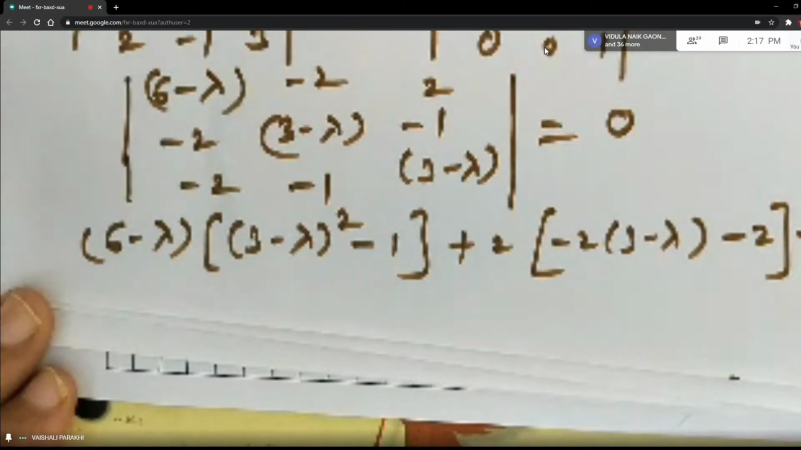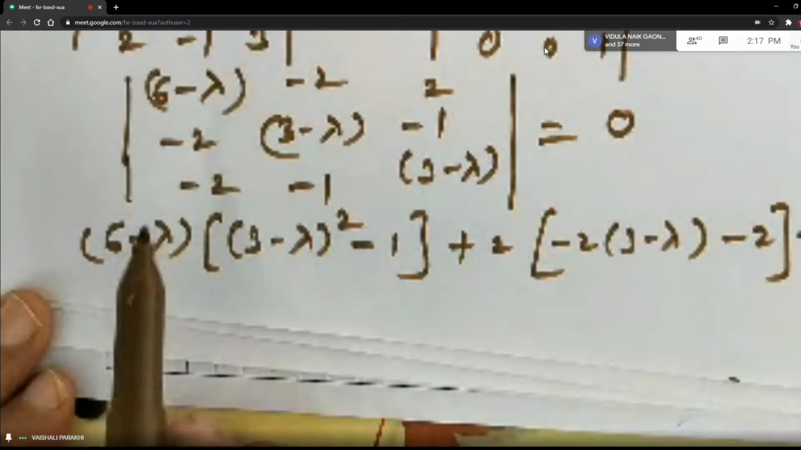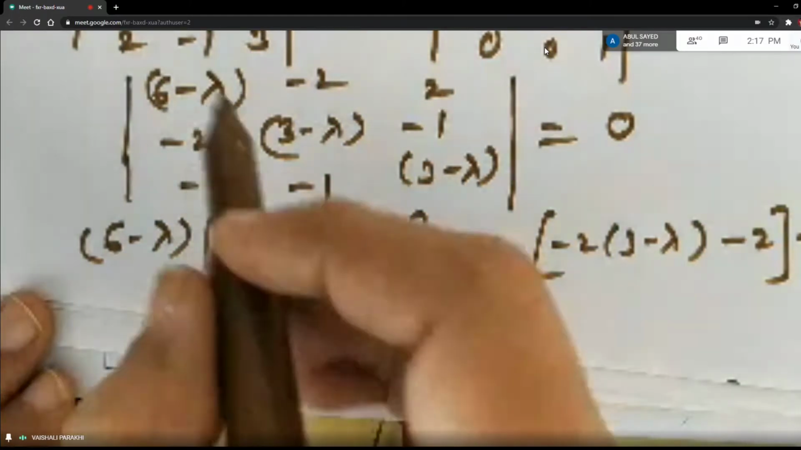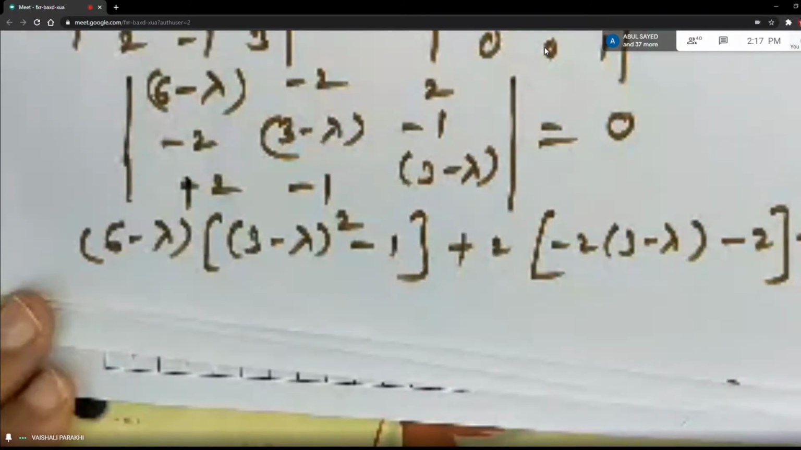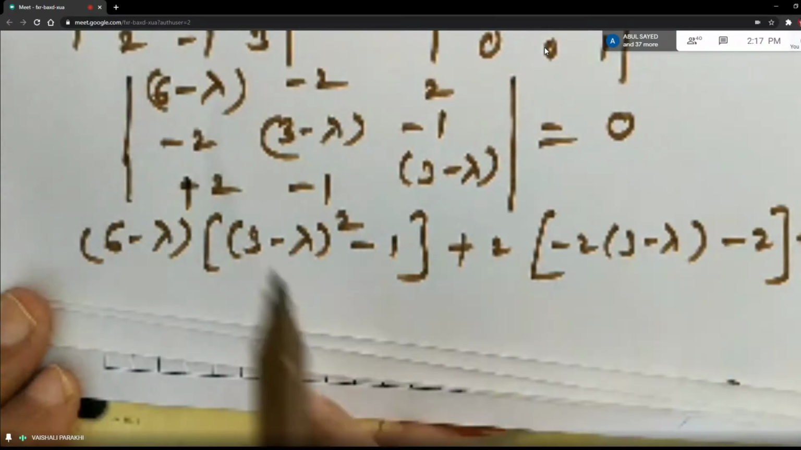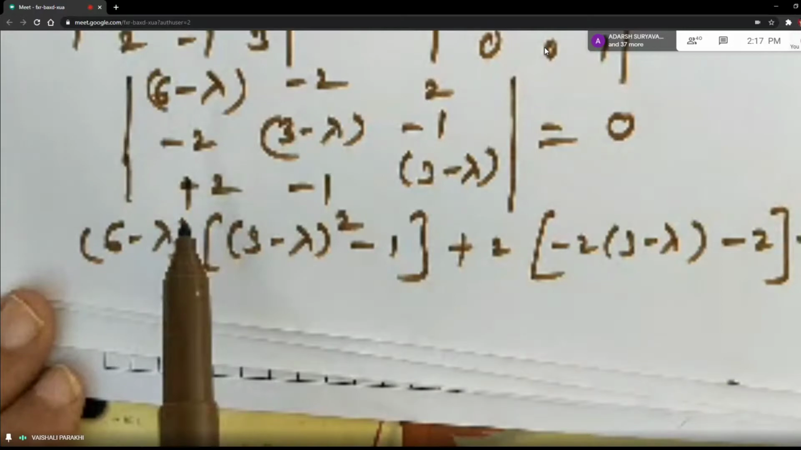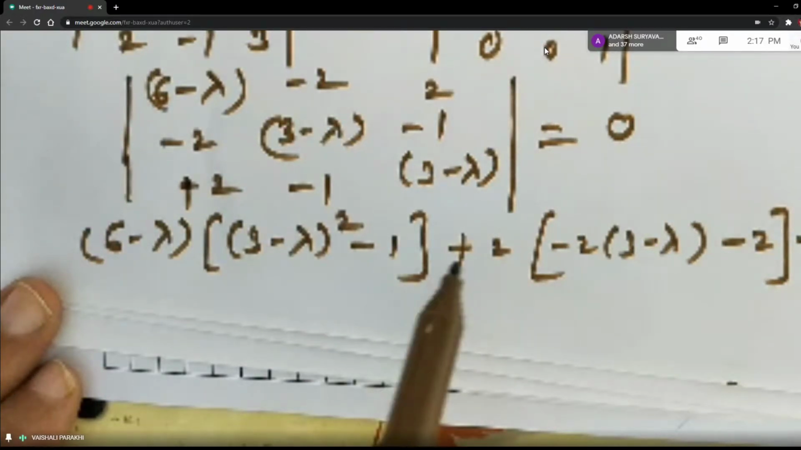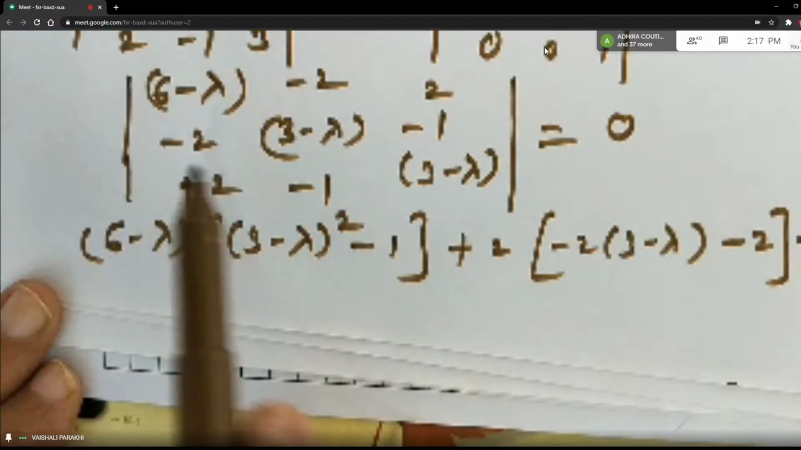Yes, ma'am. Okay. So, what is the last term? The third row and first column element, is it minus 2 or plus 2? The row is 2, sorry, this is plus 2, correct? Yes. So, what will happen here? This is 2, then it's 2 minus lambda, right?